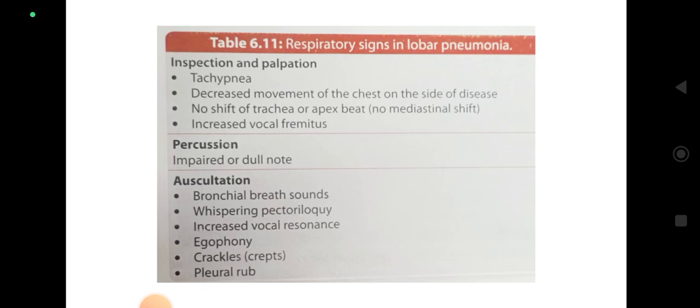These are the respiratory signs in lobar pneumonia. On inspection and palpation, we find tachypnea, decreased movement of the chest on the side of the disease, no shift of trachea or apex beat, no mediastinal shift, increased vocal fremitus. On percussion, we find an impaired or dull note. On auscultation, we find bronchial breath sound, whispering pectoriloquy, increased vocal resonance, crepitations, crackles, and pleural rub.